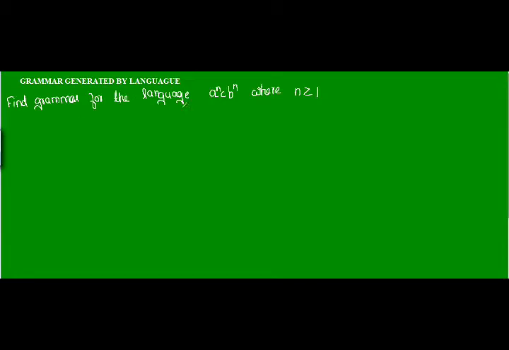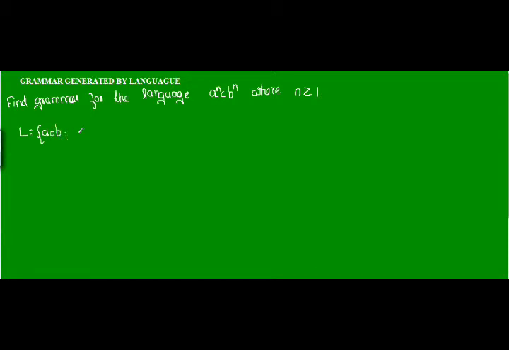So the language is given over here, that is a power n c b power n, where n should be greater than or equal to 1. For this I am going to find the grammar. So first step, I have to expand this language. If n is equal to 1, I will be getting a c b.